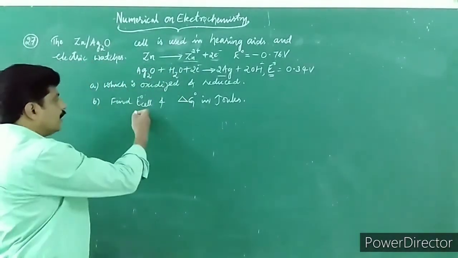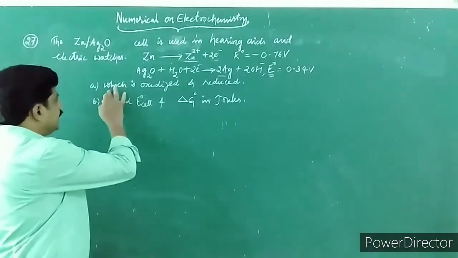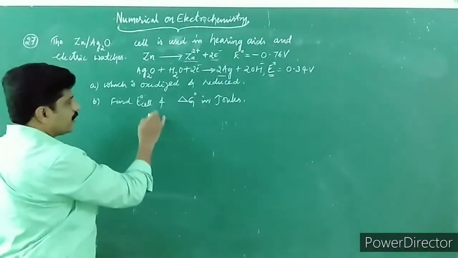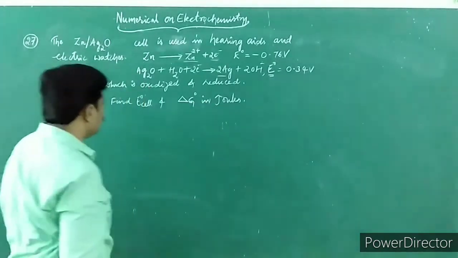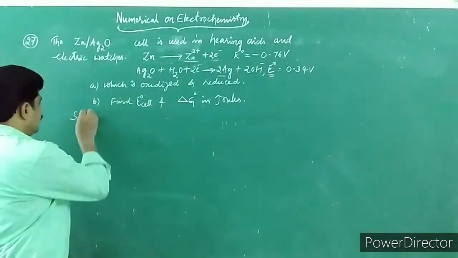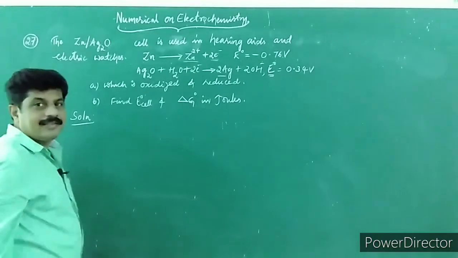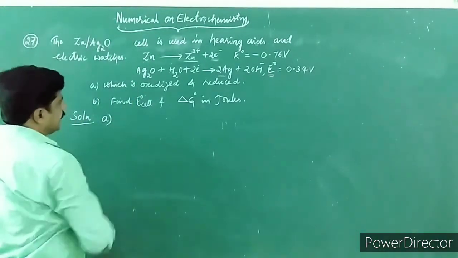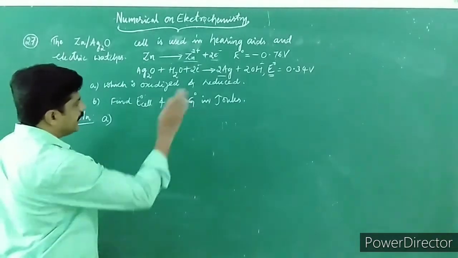Children, there are 2 parts in this question. A, which is oxidized and which is reduced. B, find E naught cell and delta G naught in joules. It's very simple. Let me solve this numerical for you. Part A, which one is oxidized and which is reduced?